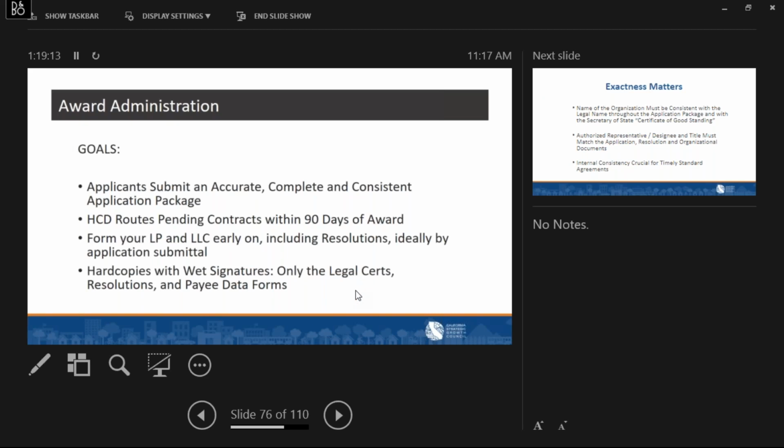So one of the big goals for awarded projects is to get our standard agreements or our contract signed within 90 days of award. One of the big contributing factors to this is how accurate the forms that are submitted with the application are. So we're just going to get into a couple different pieces of advice for submitting properly filled out forms.